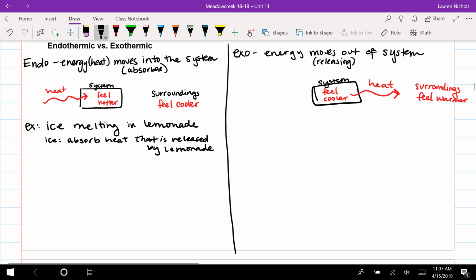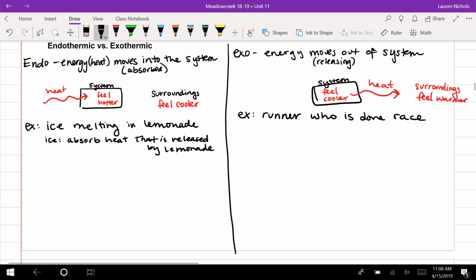The energy to melt the ice, the heat, is coming from the lemonade. And so an example of an exothermic process, where the system is going to feel cooler and the surroundings around them are going to feel warmer, is a runner who is done with a race.